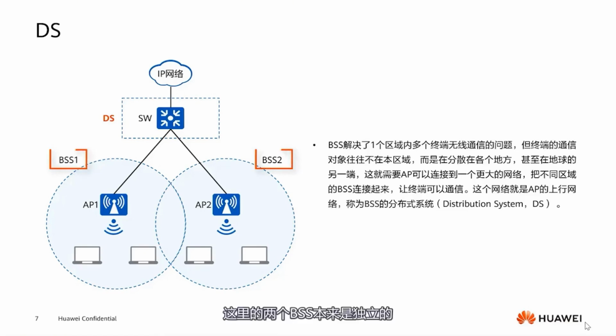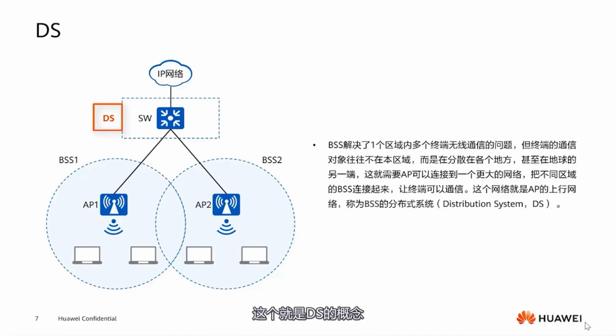Here, the two BSSs were originally independent, but when we are in BSS 1, the phone connects to AP1, and as we move, it will connect to AP2. These two APs share the same SSID. What connects these two independent BSSs? In fact, we need to connect different APs to a larger network, which is the uplink network of the AP, known as the distributed system, DS. This is the concept of DS.